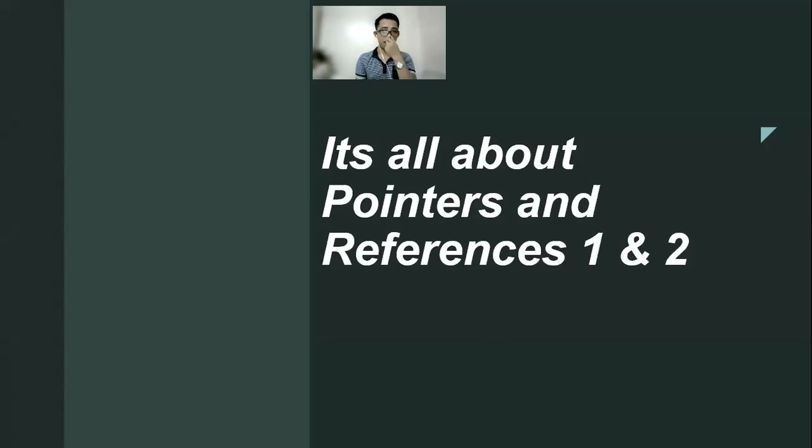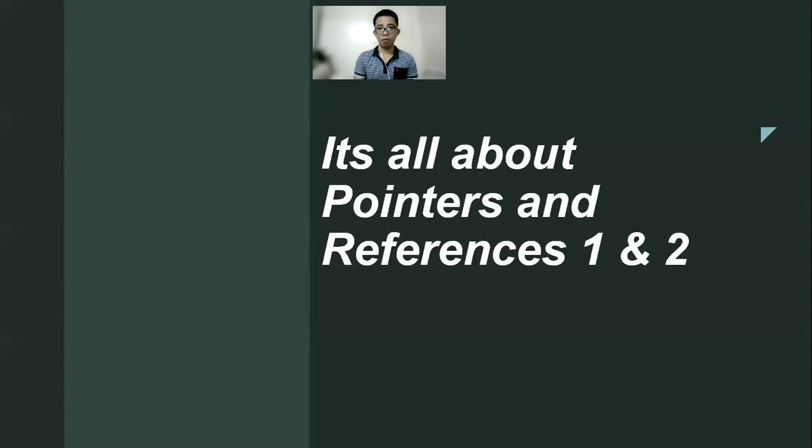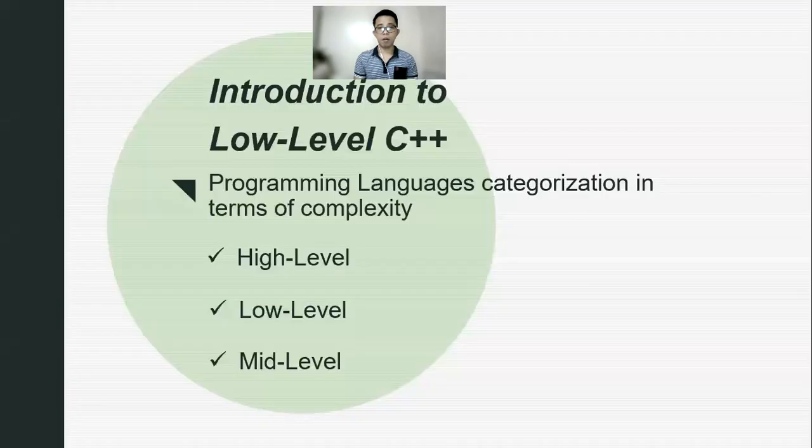Okay, next. So that would be the end of our first topic. Now let's proceed to our second topic, which is all about pointers and references 1 and 2. Okay, so there you go. We have introduction to low-level C++.